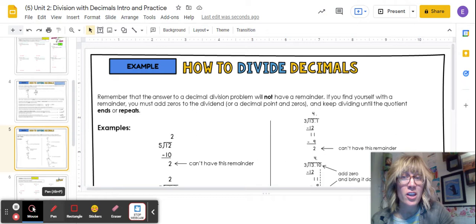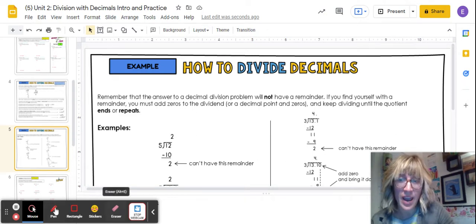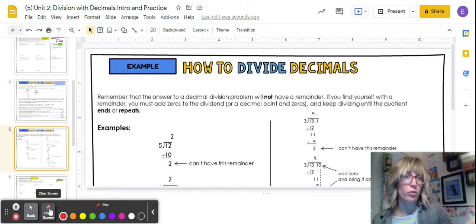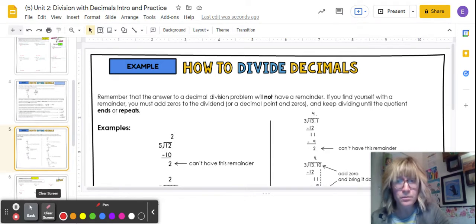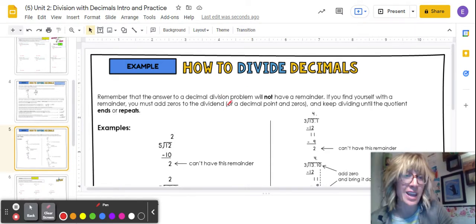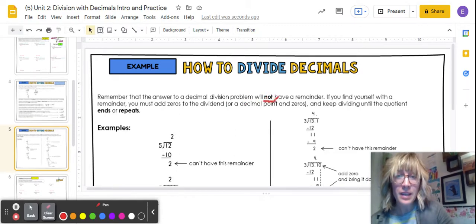So when you are dividing decimals, we're going to think in this video about how to interpret a remainder. As you are dividing and you think, oh, I think I'm done, I have a remainder, we're going to move into what to do when you do have a remainder when you're working with decimals. So when you are dividing decimals, you will end up not having a remainder.